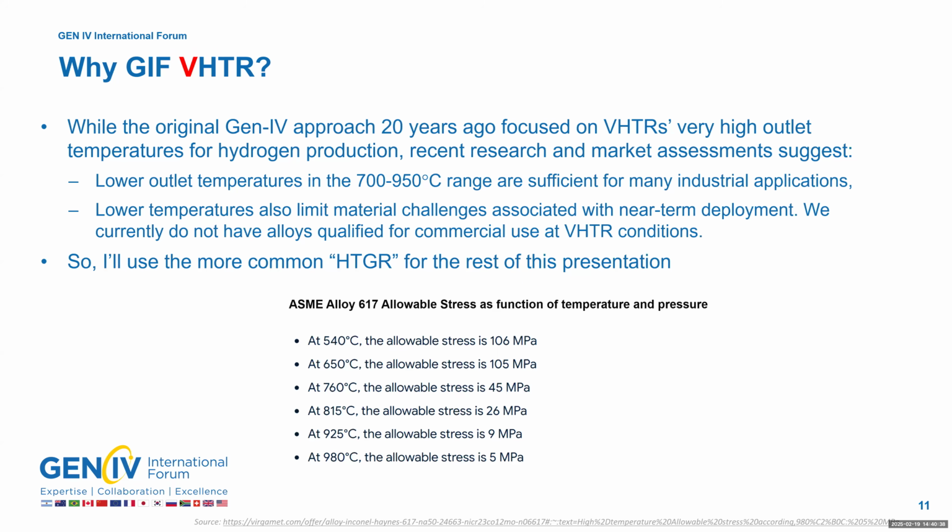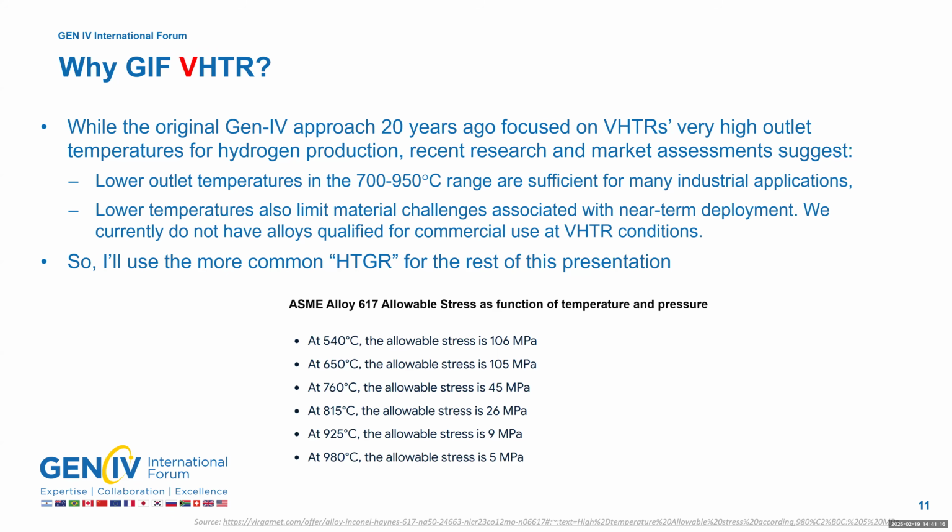So why did Generation IV initially go for the V there in terms of very high? It also didn't exist back then. So 20 years ago, the idea was that we can utilize these very high temperatures mainly for hydrogen production. That's what started it in the beginning of this system arrangement. In the meanwhile, we've seen research and market assessments that tell us that these lower outlet temperatures that we currently see in our domain, anything between 700 to 950 C, this is really sufficient for many industrial applications. We really don't need the very high temperatures for many of these processes.